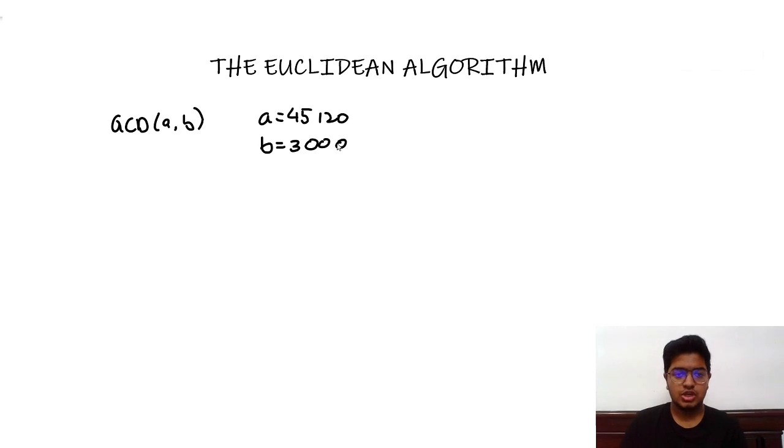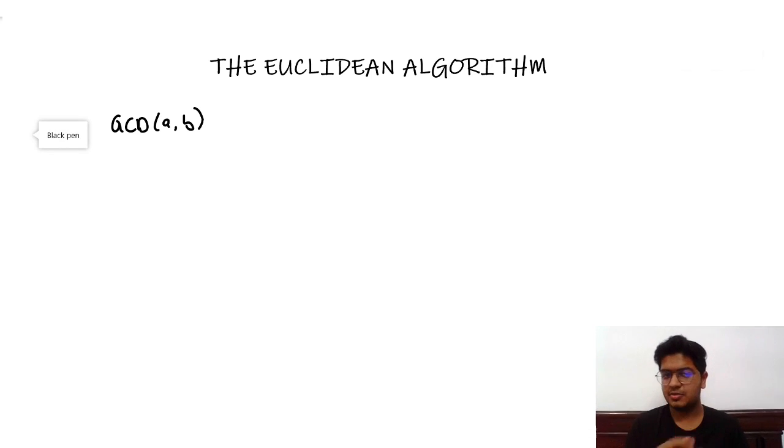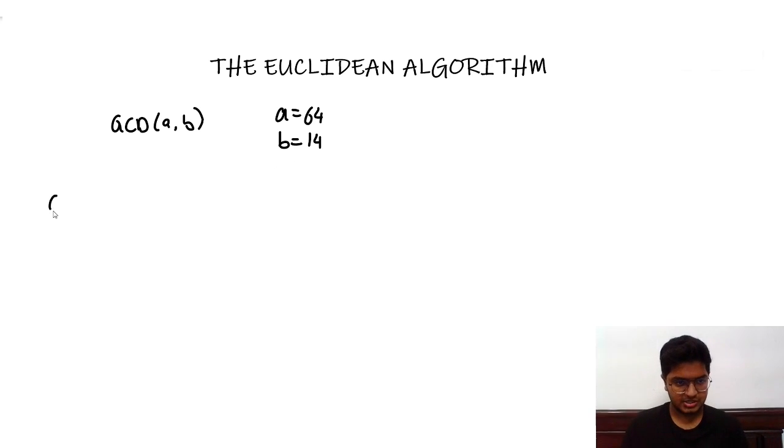To optimize this way of finding the GCD of two numbers, we use the Euclidean algorithm. For understanding purposes, I will be using smaller numbers for A and B. Later, in another video, we will find the GCD of two very large numbers. For example, I will take the value of A as 64 and the value of B as 14. We will find the GCD of 64 comma 14 by using the Euclidean algorithm.